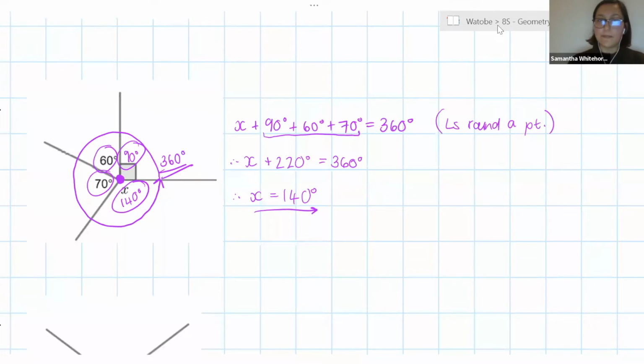Alrighty, so take a screenshot if you need, but essentially it doesn't matter how many angles, as long as they're around a central point, we can add them together and say it must be equal to 360 because all of them together create a circle. Which means that I'm working with 360 degrees because that is how many degrees I have in one circle or in one full revolution. Okay, so take your screenshots if you need.